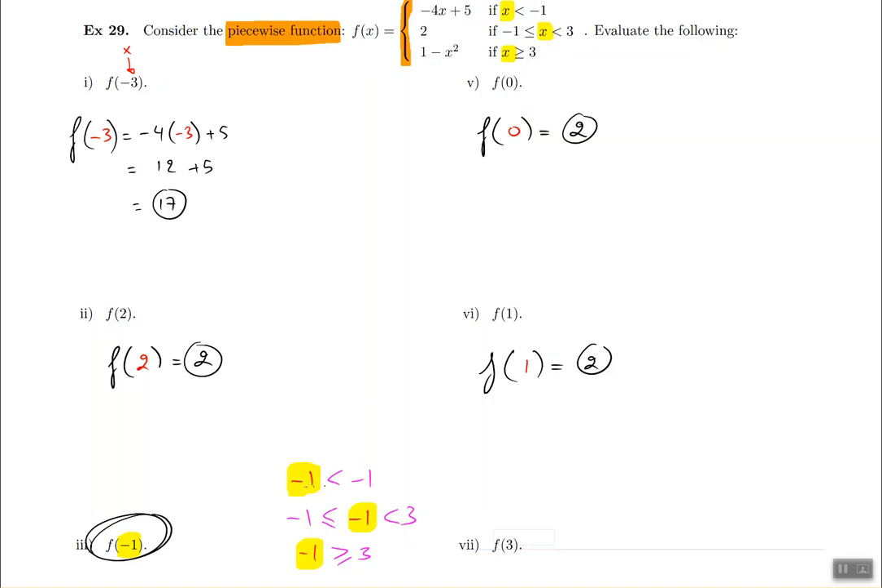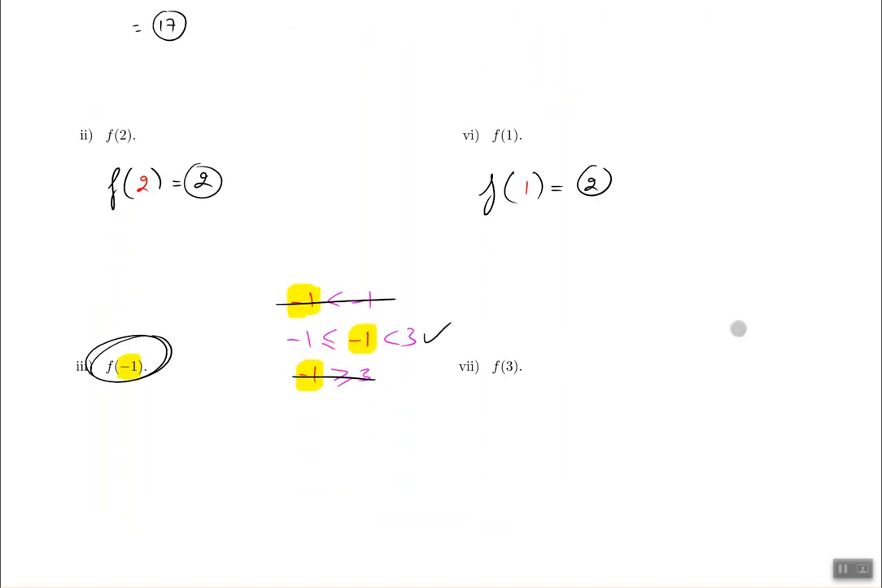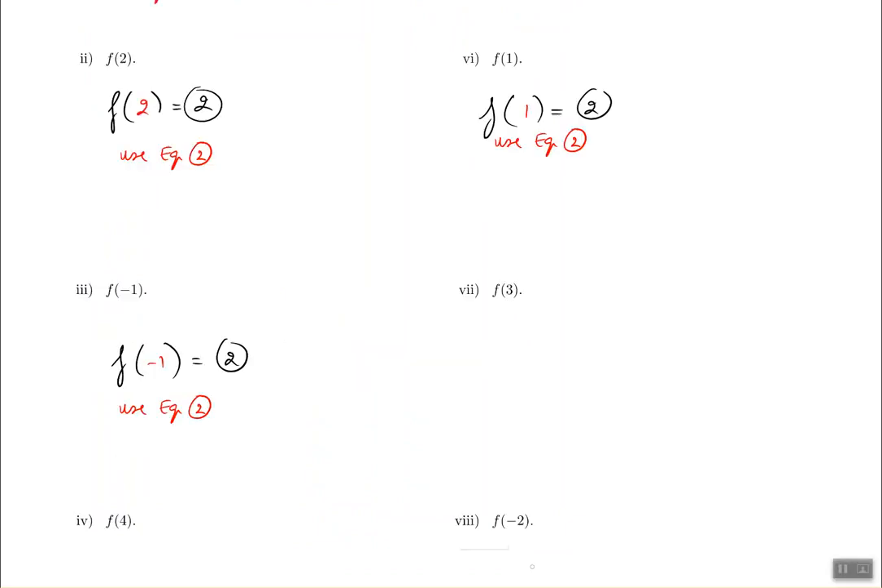Is it true that -1 is smaller than -1? No. Is it true that -1 is less than or equal to -1, which is less than 3? Yes. Is it true that -1 is greater than 3? No. So what I have to do is use the middle equation for this particular part. So again, for this particular problem, f of -1 will be 2 because the second equation has a 2 and no x's to plug in.